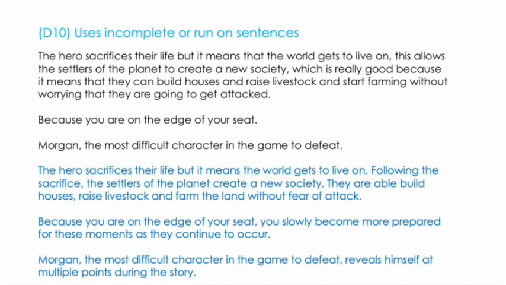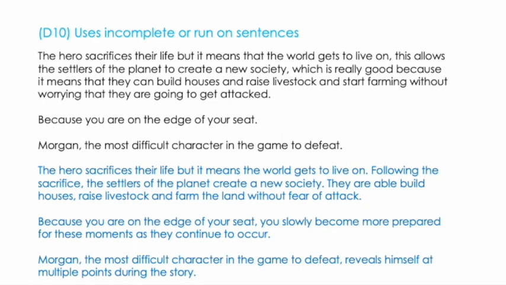When we look at our first updated piece of evidence, we read, "The hero sacrifices their life, but it means the world gets to live on." Full stop. This is our first piece of information, and it establishes the origin of what's going to happen afterwards. "Following the sacrifice, the settlers on the planet create a new society." We notice that there's been some changes to the wording here to make sure that these sentences clearly connect. So the addition of "following the sacrifice" as a connective in this case means that we understand that the information in the previous sentence is still relevant to what we've gone on to say.